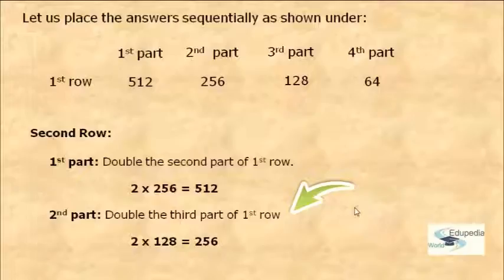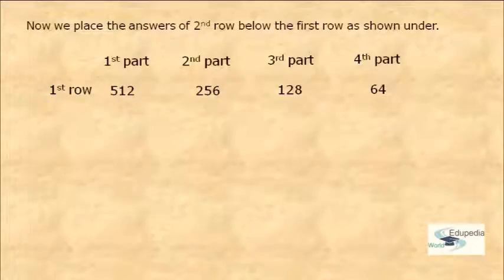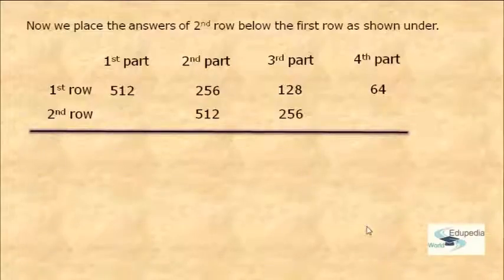Now after getting the first part and the second part of the second row answers, we have to write these two answers below the first row in the following way. At first we write the first row answers, that is first, second, third and fourth part, and below it we write the second row, so that the first part and the second part of the second row are written below the second part and the third part of the first row answer. Now after writing like this, just place a horizontal bar like this. Okay. Now let us move on to the third row.